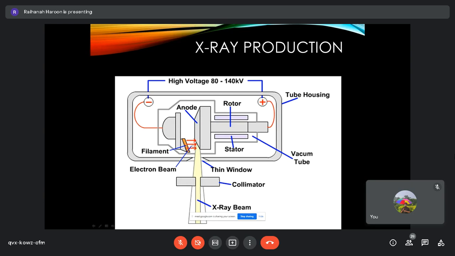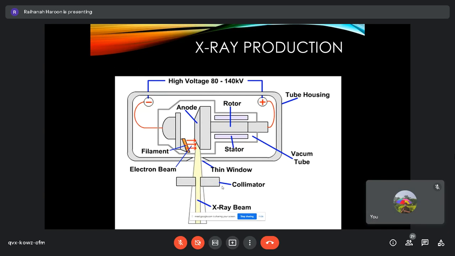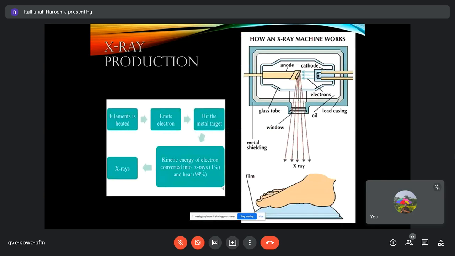There's some reaction that will occur here and hit the anode. The anode is also made up of special metal, and X-ray will be produced from a thin window, and there will be a collimator. Collimator basically means it can open and close. You can collimate up and down, side to side, so that you expose just a certain part of the area. For example, in your spine radiograph, you can see the collimation is very thin, because our interest is only the spine instead of the whole body. That's called collimation.